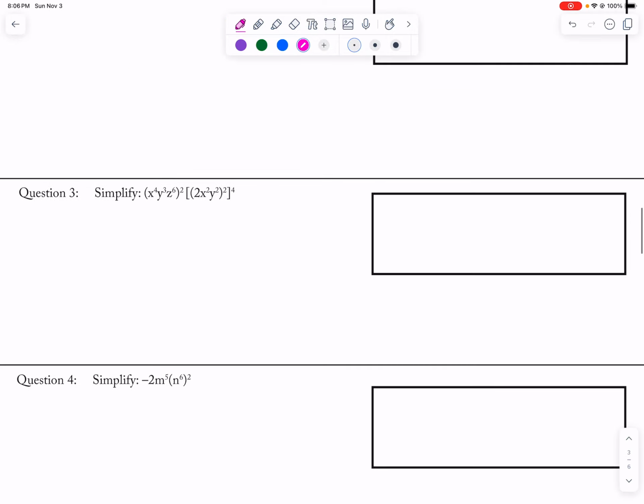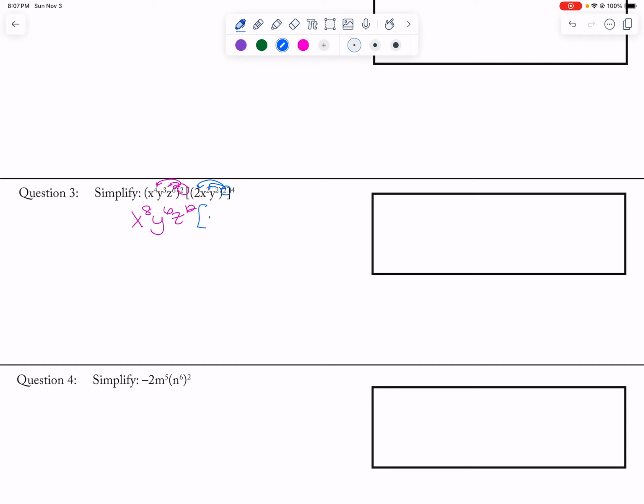All right, now, oh my goodness. Okay, so take the 2 first. Let's take the 2 to everybody. So this would have been x to the 8th power, y to the 6th, z to the 12th. Then I would have taken my squared here to everybody.